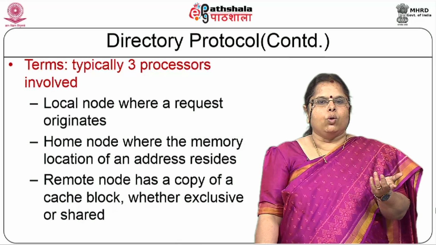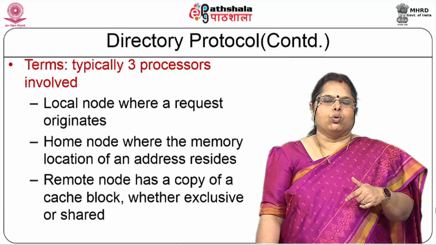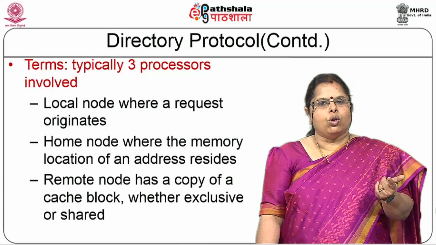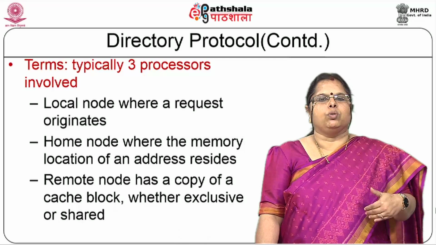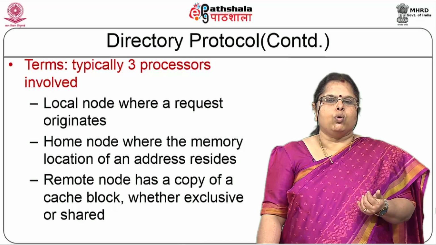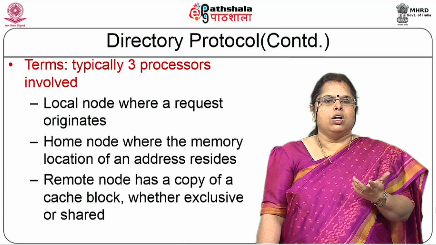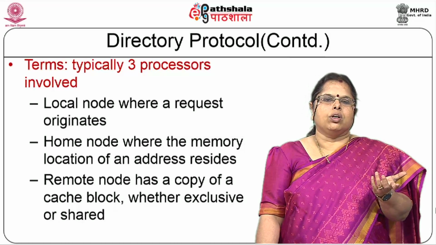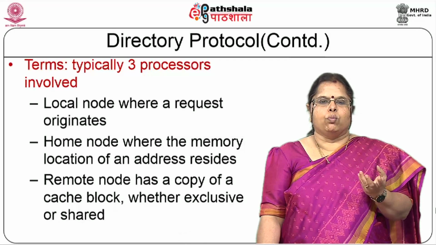And apart from a local node and a home node, you also have a third node which is called the remote node. But also remember that the local node itself can be the home node. It is putting a request to a memory location within its own directory. Now, a third node is called the remote node, which apart from these nodes has a copy of the cache block either in the exclusive state or in the shared state.